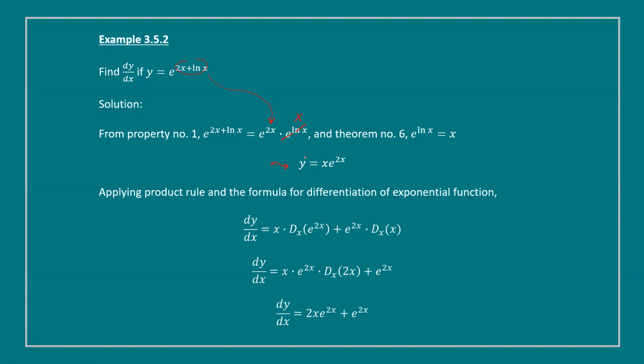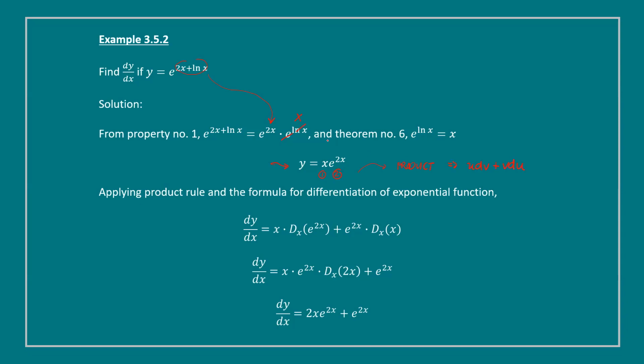Okay, so notice you're going to have two different types of functions here. So one is algebraic, which is the x value. The second one is your natural exponential function. So meaning you're going to use the product theorem of differentiation. u dv plus v du.